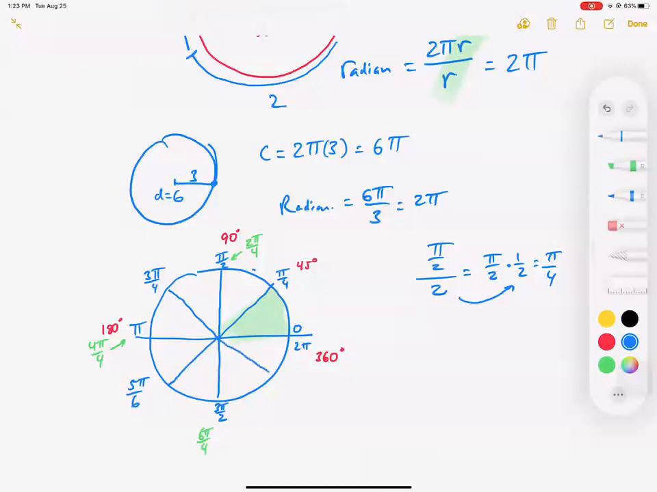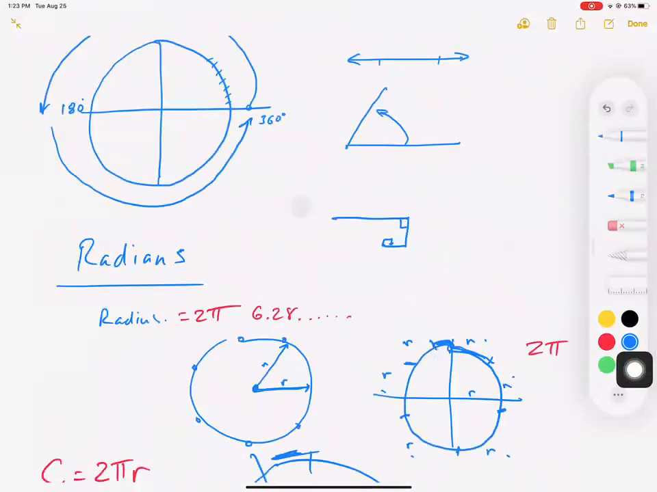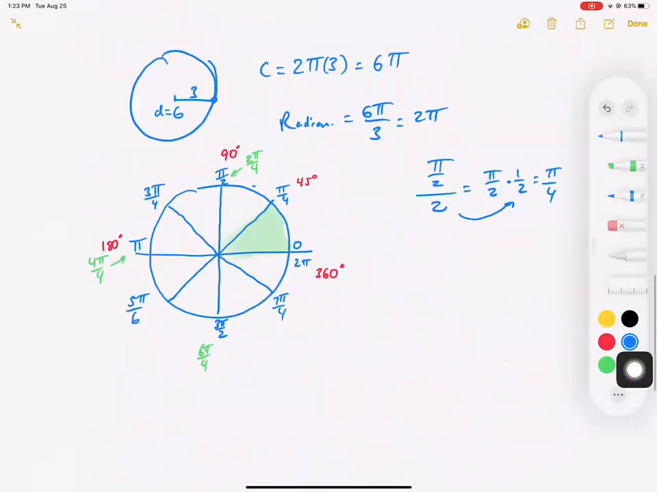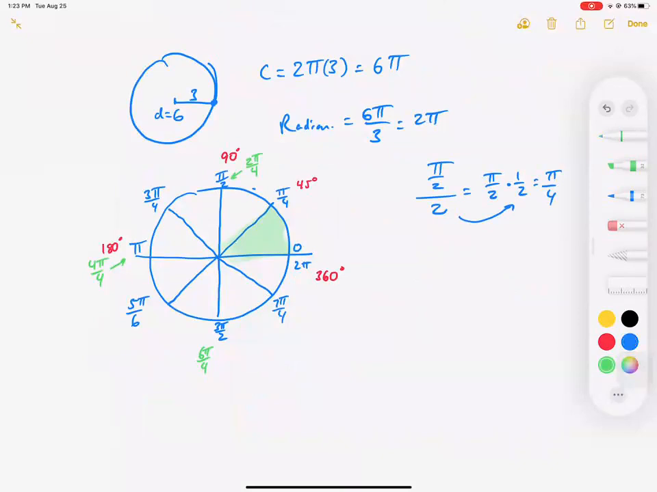One more break. 1, 2, 3, 4, 5, 6. Now we're on 7. 7 pi over 4. And then we're done with 8 pi over 4. Once we're at 8 pi over 4, that reduces down to 2 pi. So these are equivalent statements for us.